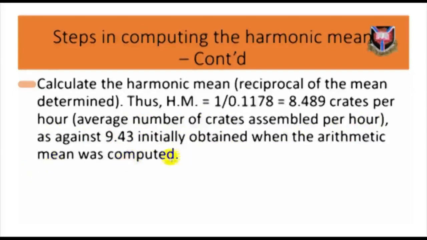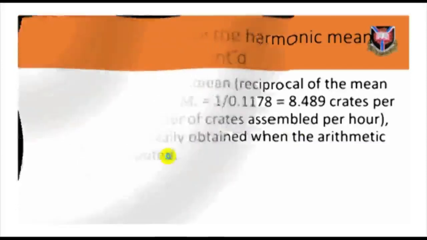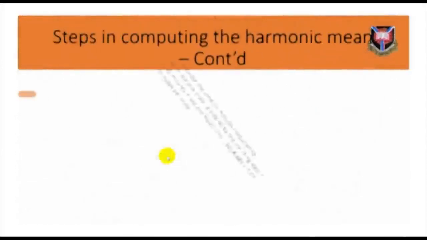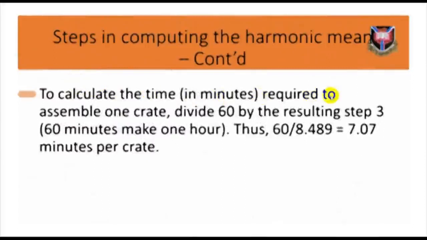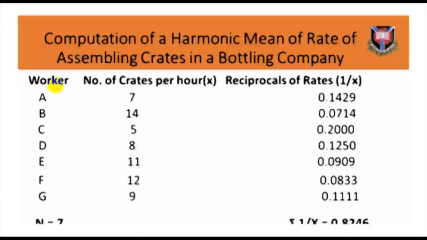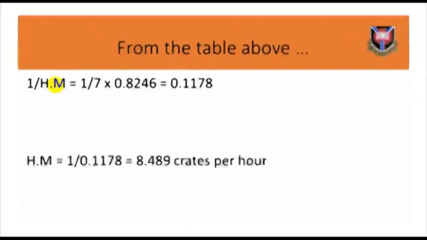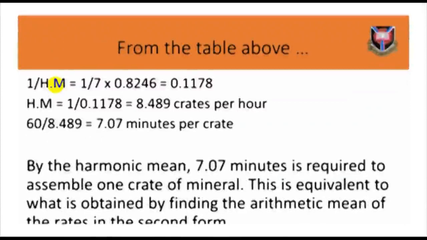4. To calculate the time in minutes required to assemble one crate, divide 60 by the resulting step 3. The 60 minutes make 1 hour. Thus, we have 60 over 8.489, which will give us 7.07 minutes per crate. By the harmonic mean, 7.07 minutes is required to assemble one crate of mineral. This is equivalent to what is obtained by finding the arithmetic mean of the rate in the second form.